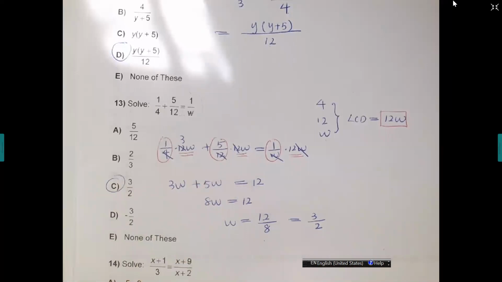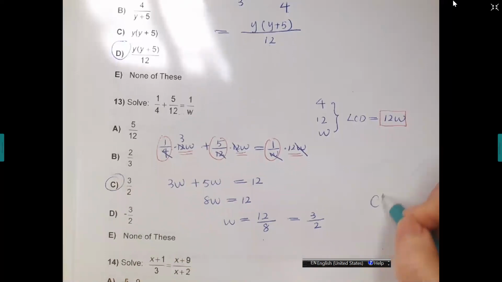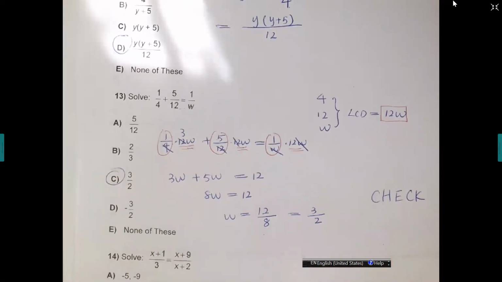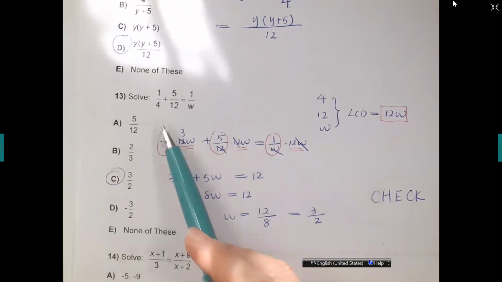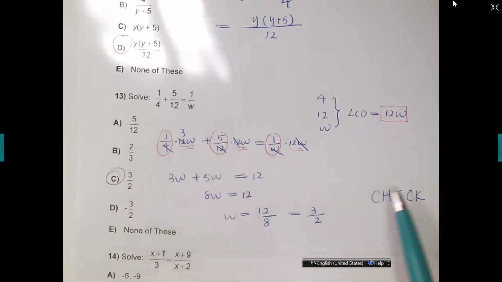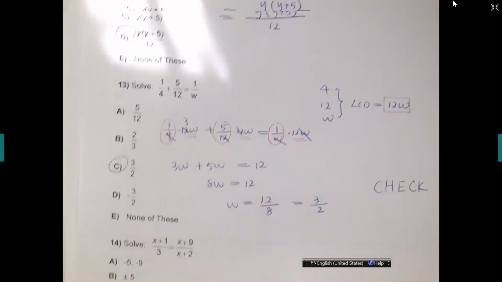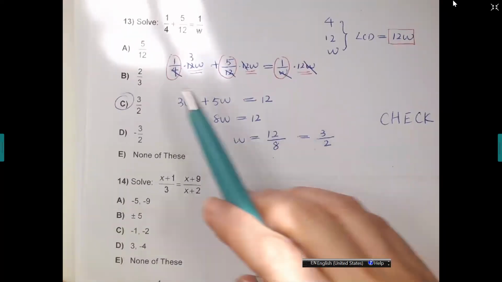When we have a rational expression, we have to make sure we check the answer. How do we check? We check whether any of our solutions makes the denominator 0 or not. Apparently here, W is not 0. That's a safe answer, so that's the final answer here. Okay, that's a regular rational equation.